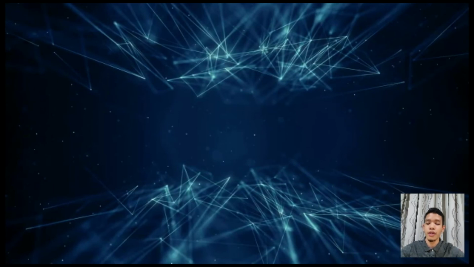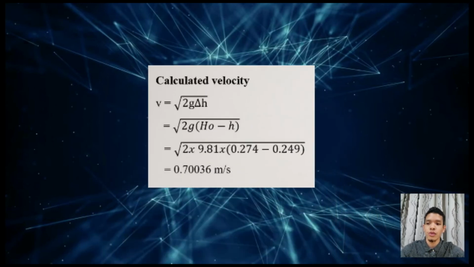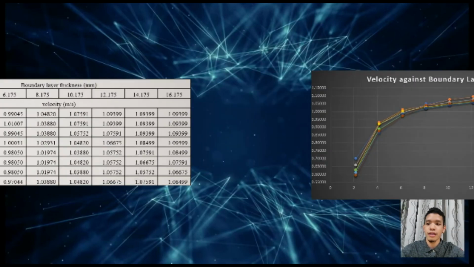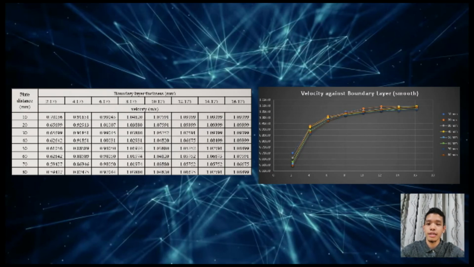To calculate the velocity, we use the formula velocity is equal to square root of 2g delta h, where delta h is h null minus h. And based on the graph, we can see if the boundary layer thickness increases, the velocity of the fluid increases as well. By comparing the difference in the distance of the plate or length of the plate exposed, a smaller distance produces a lower velocity.